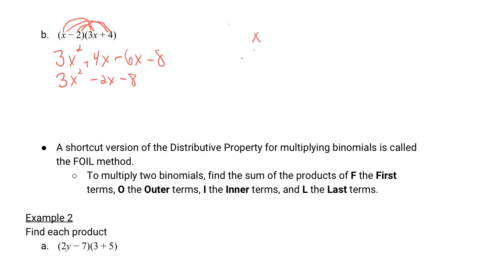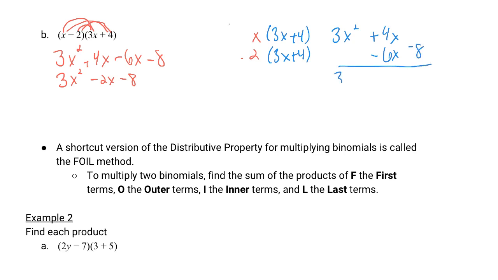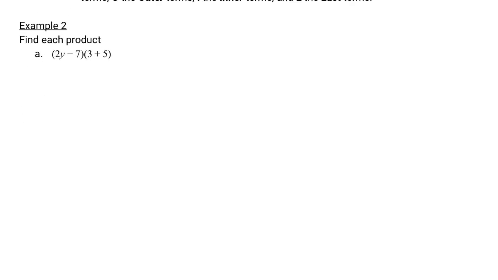If you did it this other way that I showed you, where you put them in a column and then distribute with the second polynomial twice, it would look like the same final answer, but like this instead. So 3x squared minus 2x minus 8. Got it? All right, we're going to do some more examples, then you're going to be on your own. Stop and do this one on your own, please.